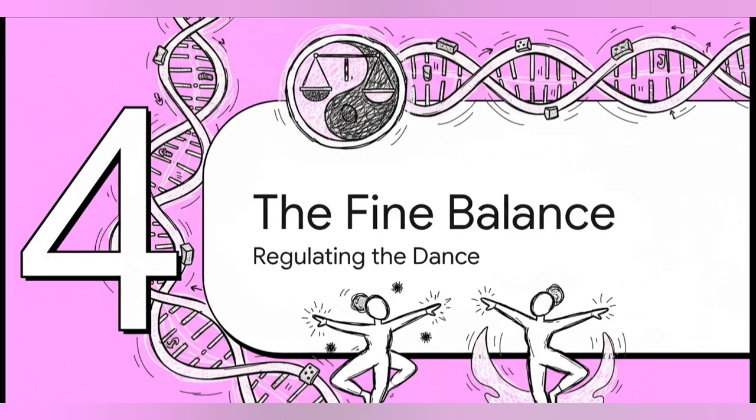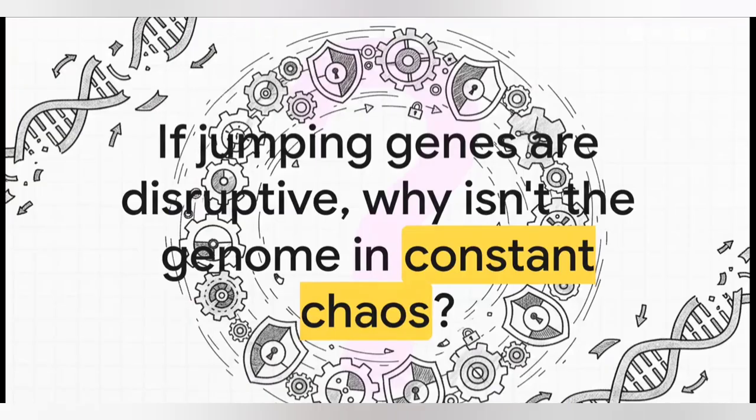Okay. All of this raises a pretty obvious question, right? If this whole process can be so dangerous and disruptive, how do organisms stop it from spiraling completely out of control? There has to be some kind of regulation, a way to maintain this fine balance. I mean, it's a fair question. With all these elements jumping around, why isn't the genome just a chaotic, mutated mess all the time?